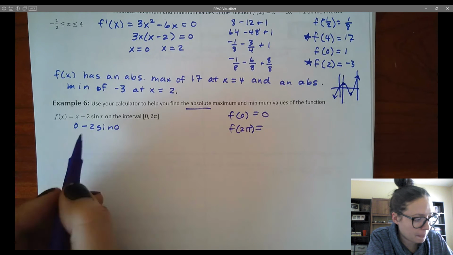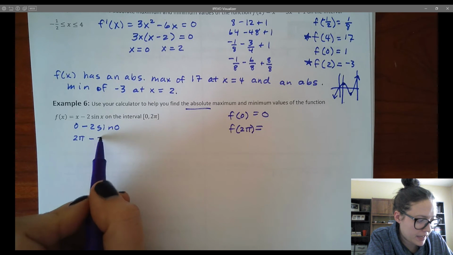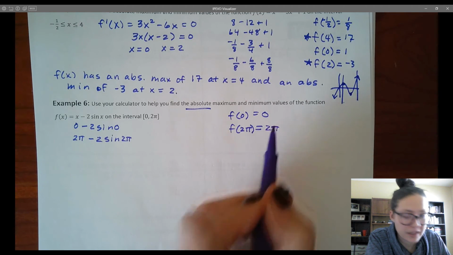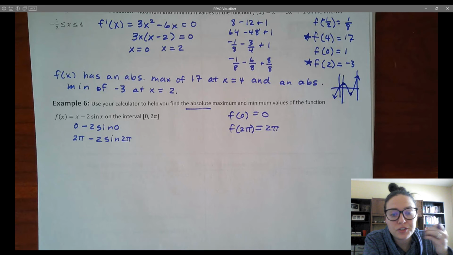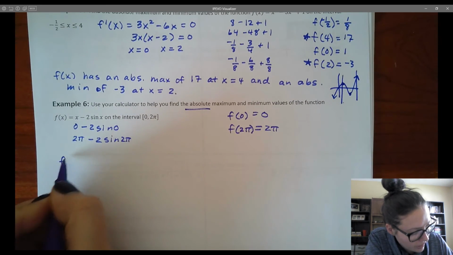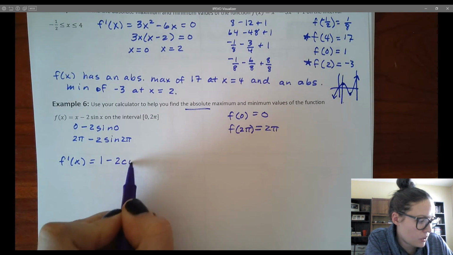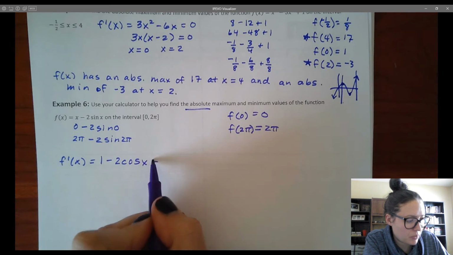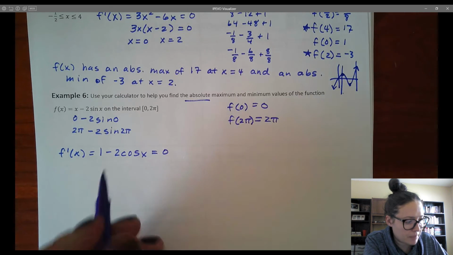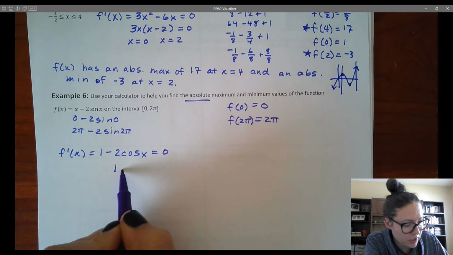All right, now we're going to take the derivative so we can find the critical points. F prime of x is 1 minus 2 cosine x. So I want to know when this equals 0. That's never going to be undefined. So if I rearrange that, that means I have 1 equals 2 cosine x, or 1/2 equals cosine x. So on my interval 0 to 2 pi, I have to think about where does cosine equal 1/2.